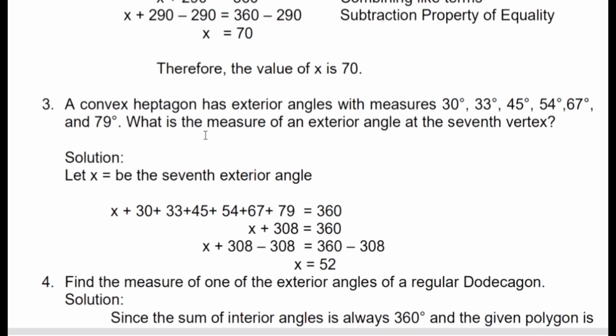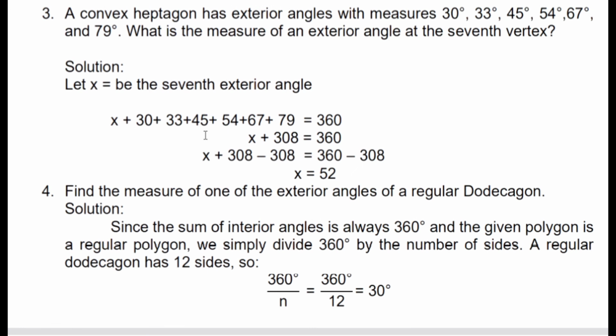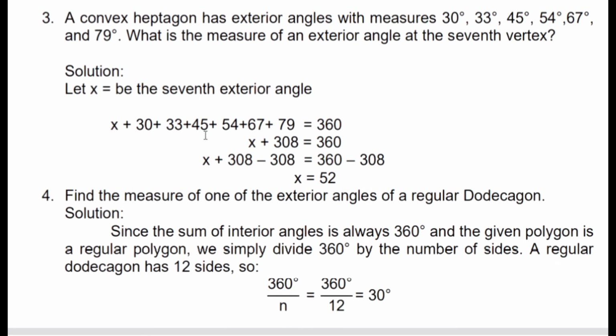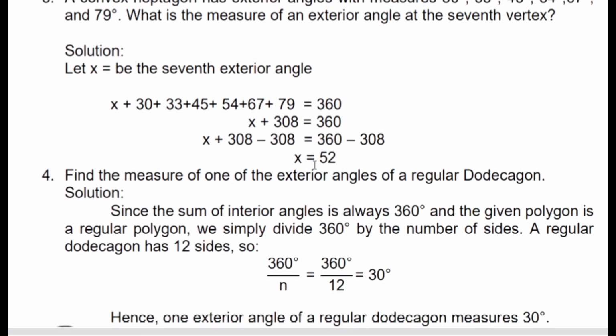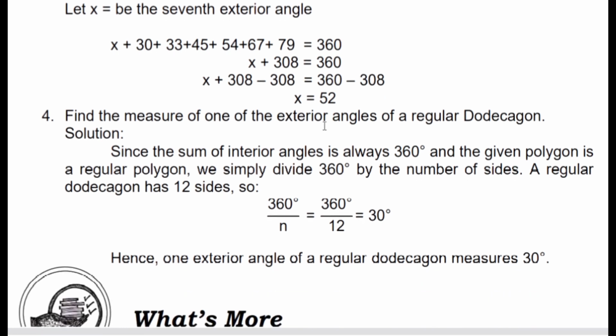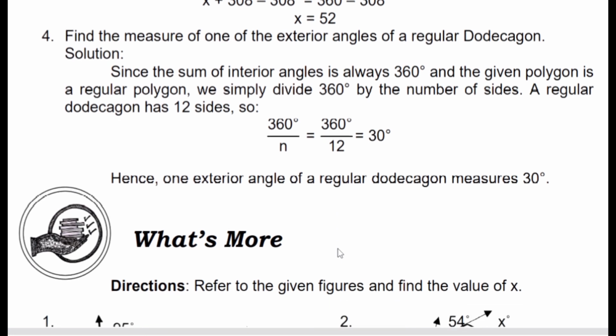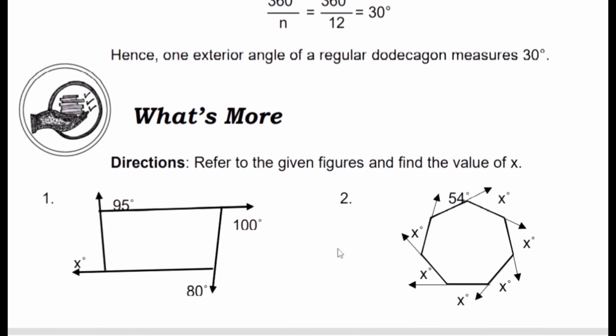Then we have a convex heptagon that has exterior angles with measures 30, 33, 45, 54, 67, and 79 degrees. What is the measure of the exterior angle of the 7th vertex? Okay, so let x be the 7th exterior angle. Then add the similar terms. 30 plus 33 plus 45 plus 54 plus 67 plus 79 is equal to 308. And then 360 minus 308 is 52. For the regular polygon, you will just have to divide 360 over the number of sides.